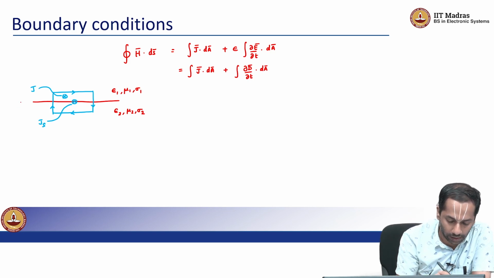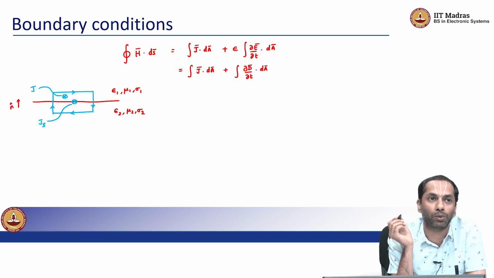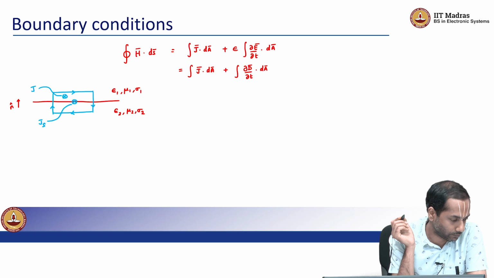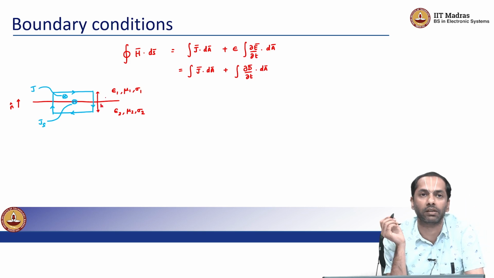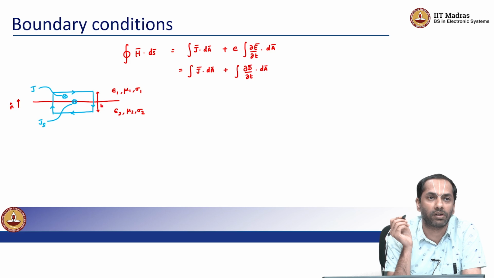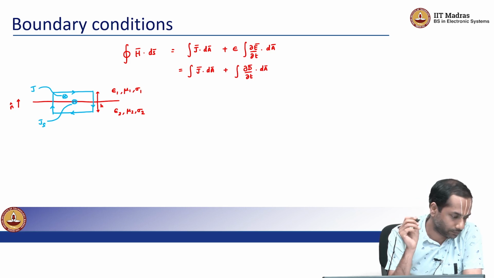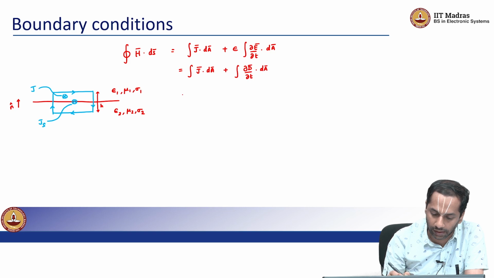Okay, and my n vector is going from medium 2 to medium 1. Okay, so we are going to do the same trick. This width W, which we considered, in this case h, I am just going to shrink that to 0, in which case the line integral contribution from that is going to vanish. So let's look at the closed loop line integral of h dot ds.